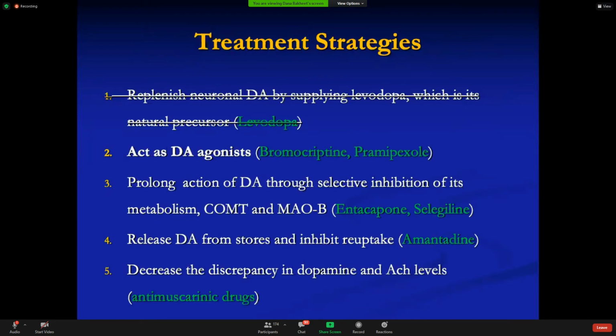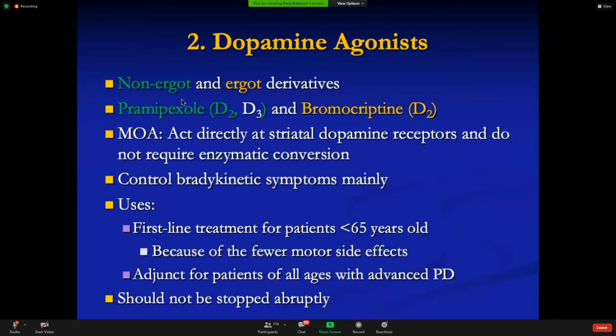acting as dopamine agonists, we have the non-ergot and the ergot derivatives. As I tell you, we have pramipexole, which is acting more on the D2, but is more efficient on D3. I'll not ask you this question, but mainly we're looking to act on the D2 receptor, and bromocriptine acting on the D2. We're not using bromocriptine anymore. Pramipexole has superseded bromocriptine.